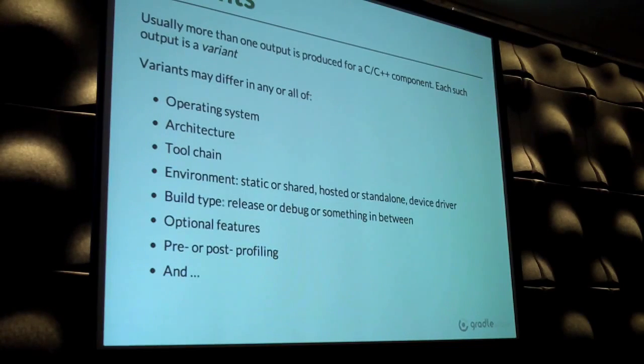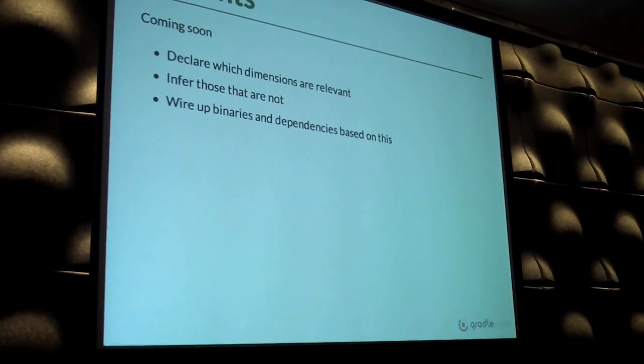So our plan is to take what you've seen there with the multiple binaries for a given component and build the concept of variants on top of that, with a convenience for declaring those things. So basically you declare which of those things are important to you and which ones aren't so important. So I build for these architectures and these operating systems and these tool chains, or maybe I don't care about tool chain, just figure it out. We want to be able to infer the stuff that you haven't told us about.